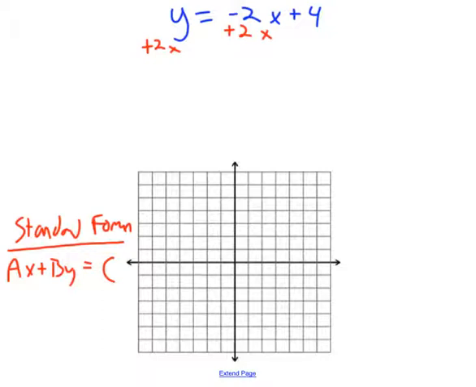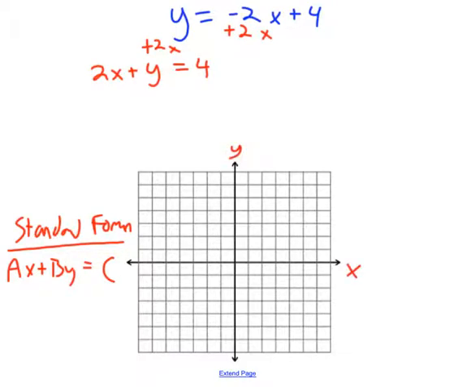We'll have y equal, excuse me, let's put the x term first. So 2x plus y equals 4. Make sure you can follow what I did. All I did is add 2x to each side. I put the x term first so it looked like standard form. Now that we're in standard form, we can start getting values for the graph.